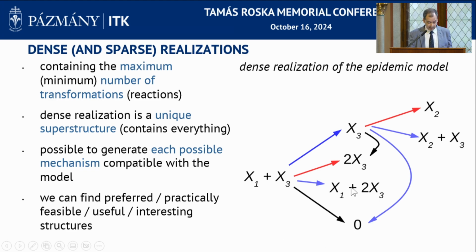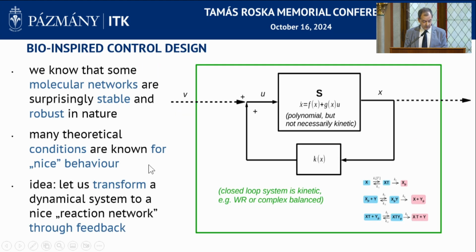And if we have many structures, then we can find preferred or practically feasible or useful or just interesting structures from these. And if we play with the realizations, then this will lead us to bio-inspired control design, which means that we have a system operator, a process to be controlled, and we would like to transform it through feedback to a nice molecular network mathematically.